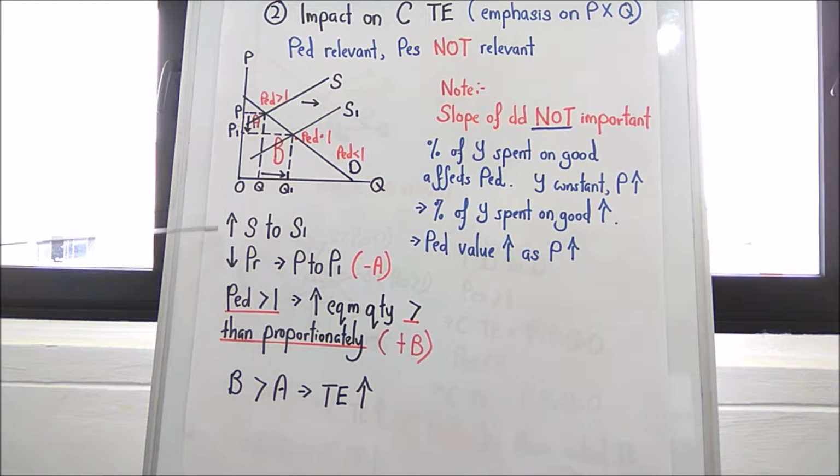So when we increase supply from S to S1, price decreases from P to P1 and we lose area A. However, the equilibrium quantity will increase more than proportionately from Q to Q1 and therefore we gain area B. So since B exceeds A, therefore consumers' total expenditure increases.